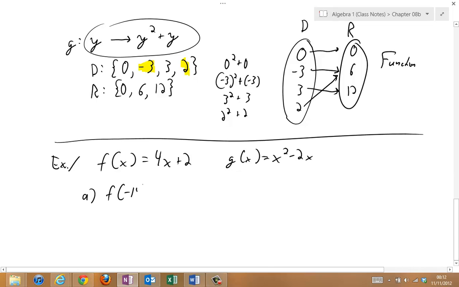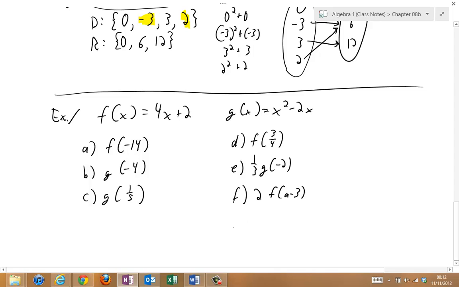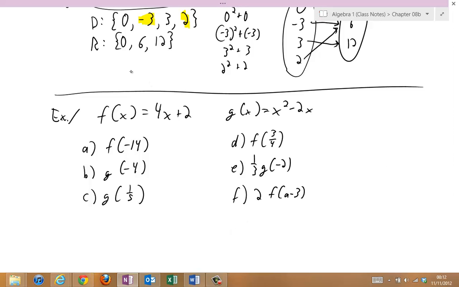Put in f of negative 14, g of negative 4, g of 1/5. Let's do d. D is going to be f of 3/4. Then we're going to do 1/3 times g of negative 2. And then we're going to do 2 times f of a minus 3. So, a lot of stuff going on here. Let's go back to the first one.